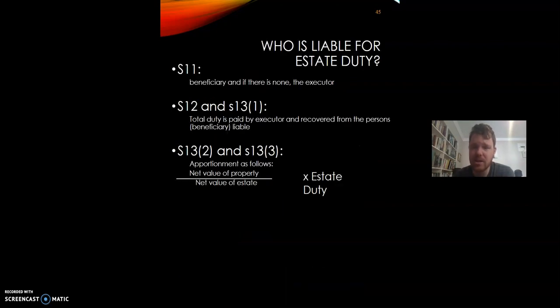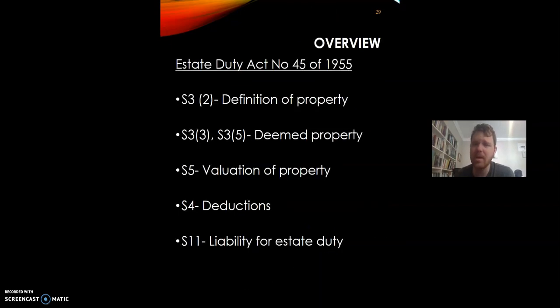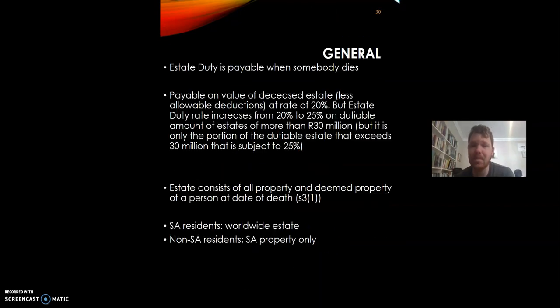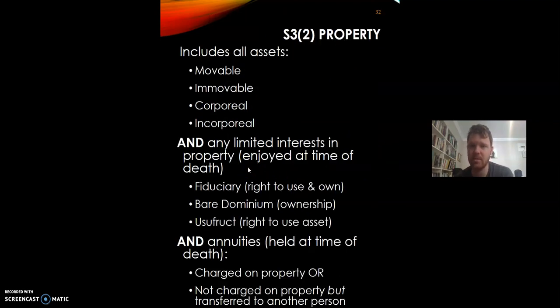The key things that you need to take from it, I'm going to go back and do a little bit of a recap. Just remember, it happens when you die. It happens at 20% or 25% on anything above 30 million. You need to remember that SA residents, worldwide assets, non-SA residents, only on South African property. So differentiate that from donations tax. Cool. You need to know this slide very well because it's one you're going to be using the most. The key thing, this is where the abatement slots in, the 3.5 million before the 20% multiplication.